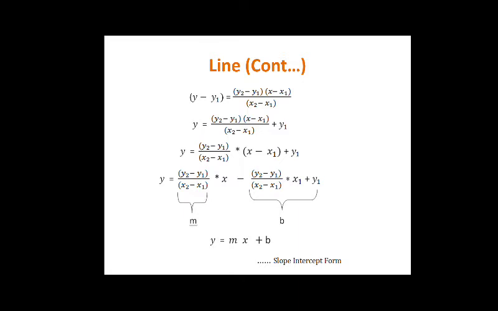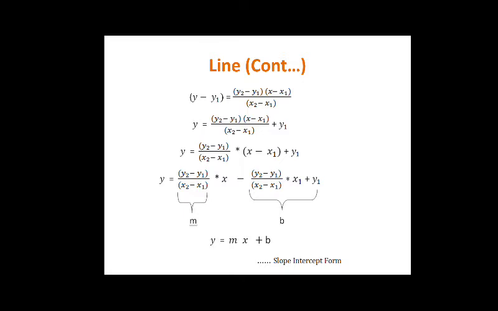Now I have to represent this equation in the form of mx plus b. So what is the requirement? I should separate this x, right? So what I have done, I have multiplied this term into this bracket. So this term into x minus this term into x1, right? So I have done this term into x minus again this term into x1 plus this remaining y1.